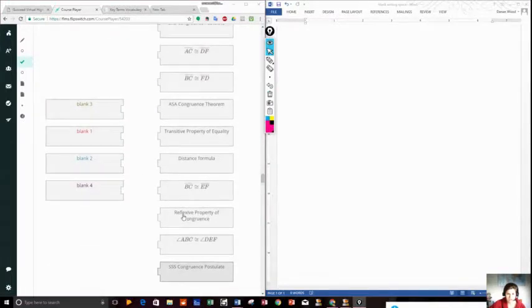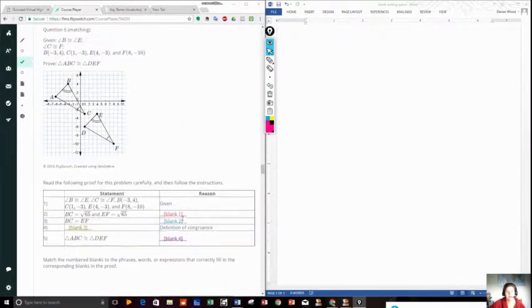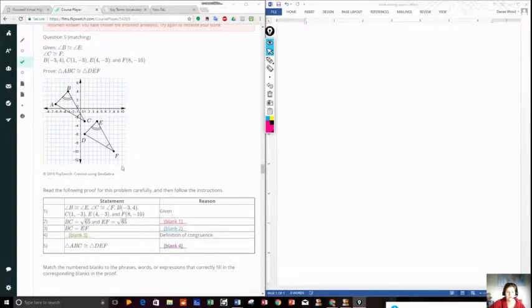All right, question 5. Another proof. Given angle B is congruent to angle E, angle C is congruent to angle F, B is at (-3, 4), C is at (1, -3), E is at (4, -3), and F is at (8, -10). Prove that triangle ABC is congruent to triangle DEF. That means that corresponding sides are the same side length and the angles are the same.